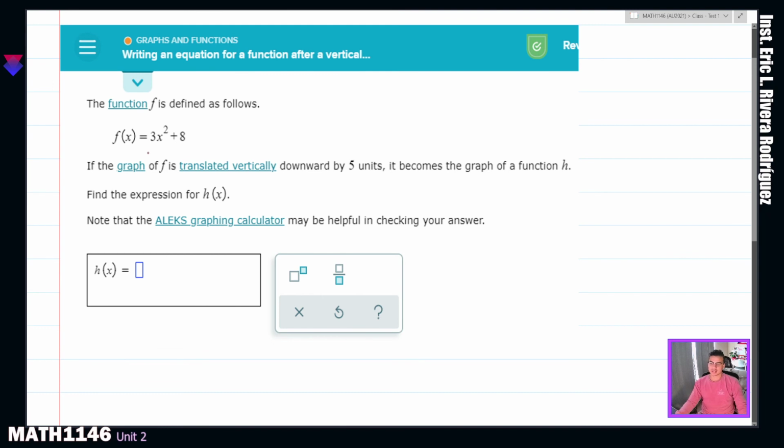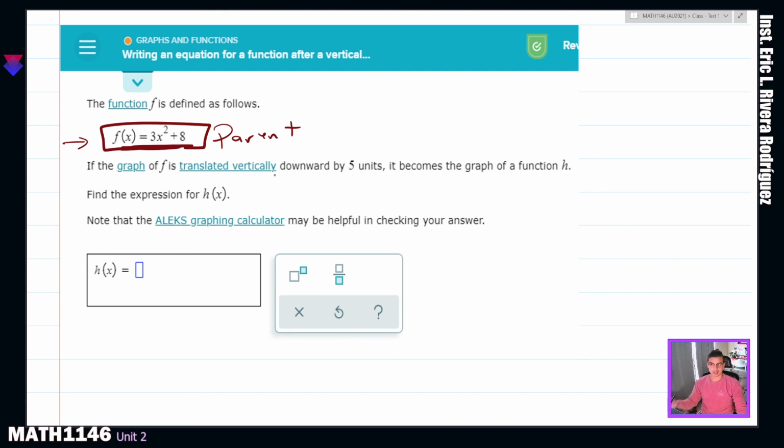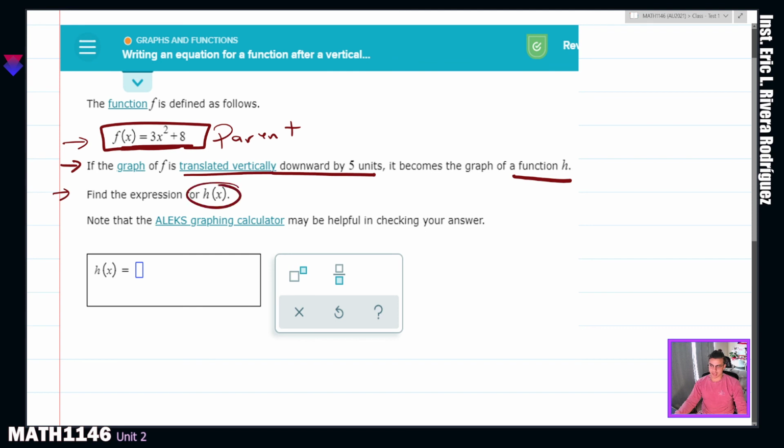In this exercise, we need to write an equation based on this function. This function is going to be the parent function. The parent function of this exercise is f of x equals 3x squared plus 8. And here we have the description of the transformation. The graph of f is translated vertically downward by 5 units, and now it becomes the function h of x. We need to find the expression for h of x. So we need to write an equation here.